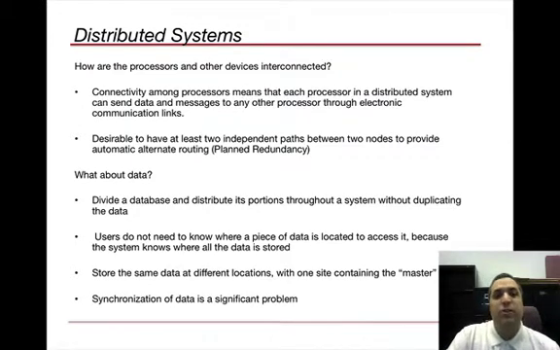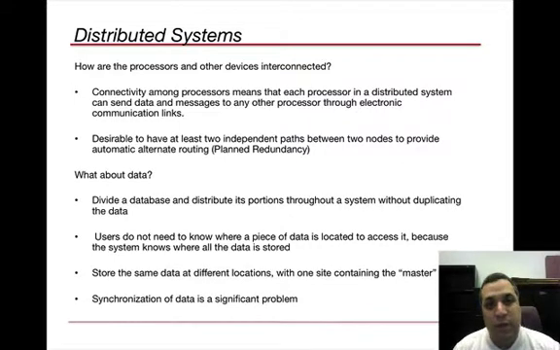So how are the processors and other devices interconnected? Well, the connectivity with each processor in a distributed system means that they can send messages and data through electronic communication links, which means using the internal wires to communicate with each other. It's desirable to have two independent paths between nodes to provide automatic alternate routing. This is redundancy. When you have these types of systems, you want to make sure that you have multiple paths to get from one processor to another.